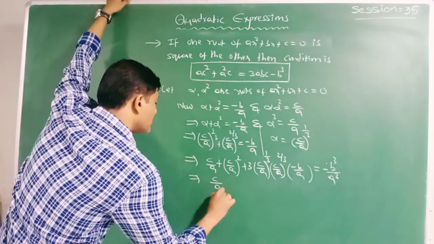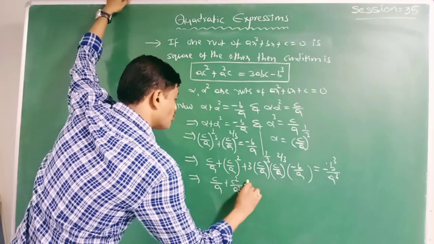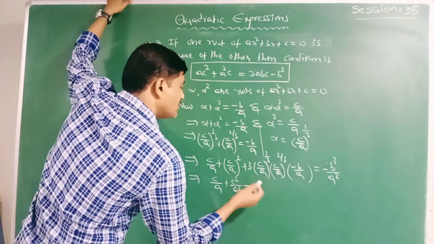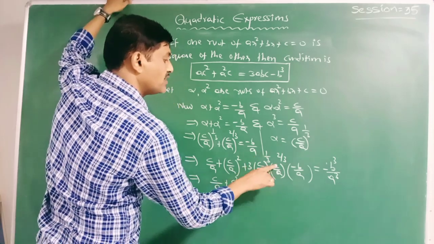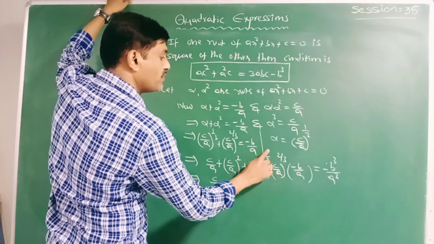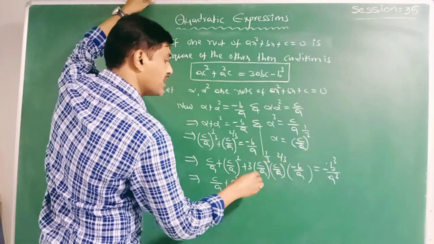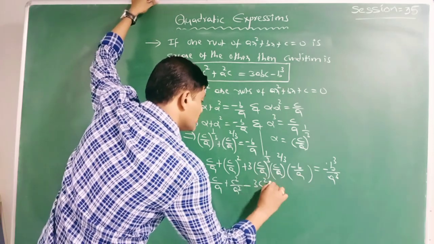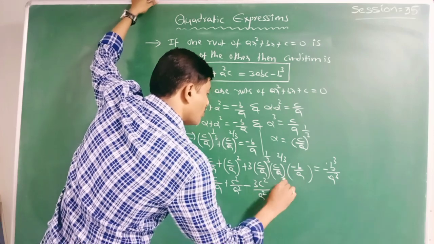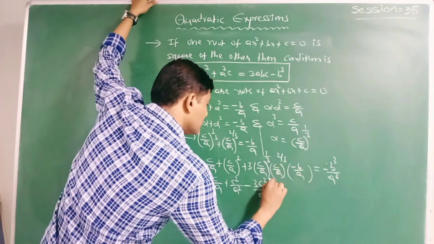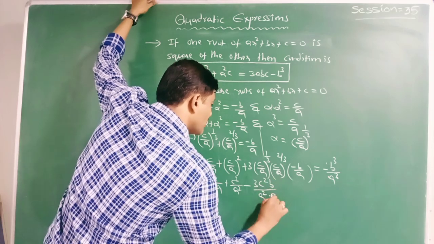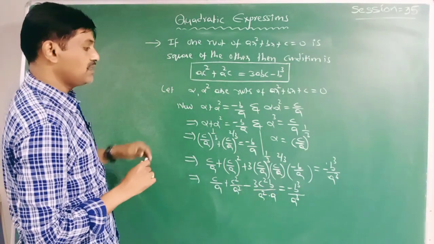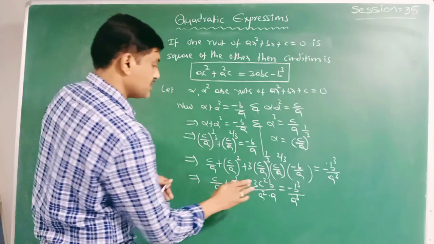This is c by a plus c square by a square, as plus into minus it will become minus. This is (c by a) whole power 1 by 3, (c by a) whole power 2 by 3. Bases are same, power should be added. 1 by 3 plus 2 by 3 will become 1 only. This is 3c into c square by a square into b by a is equal to minus b cube by a cube. This is simply c by a.